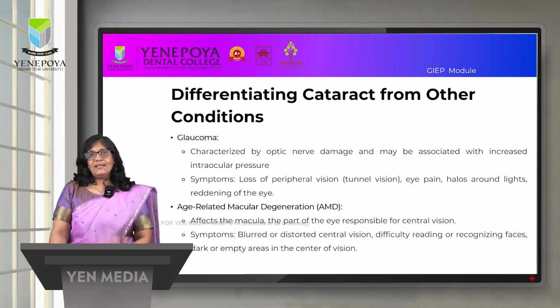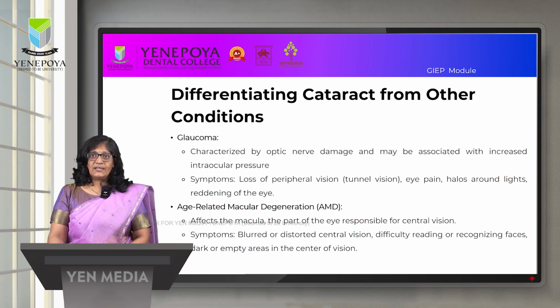What are the differentiating conditions? One of the commonest ones can be glaucoma. This is characterized by optic nerve damage and may be associated with increased intraocular pressure. They can have symptoms of loss of peripheral vision, also called tunnel vision, pain in the eye, halos around the eye, and redness in the eye.